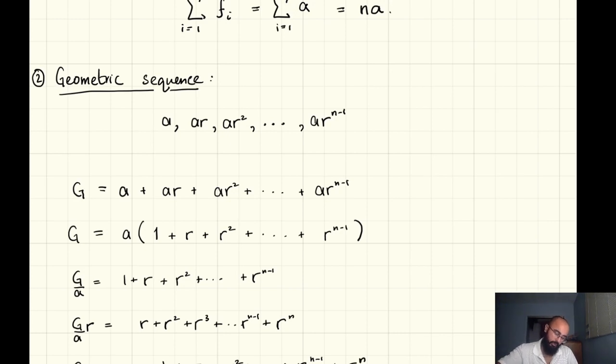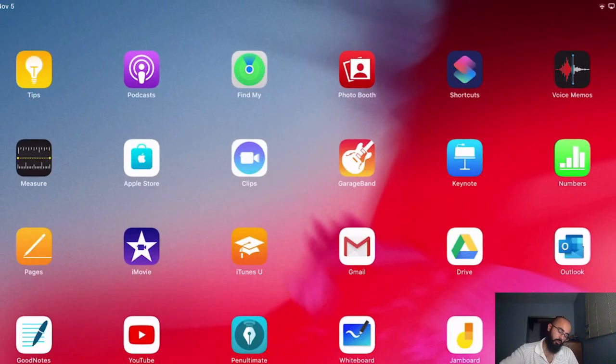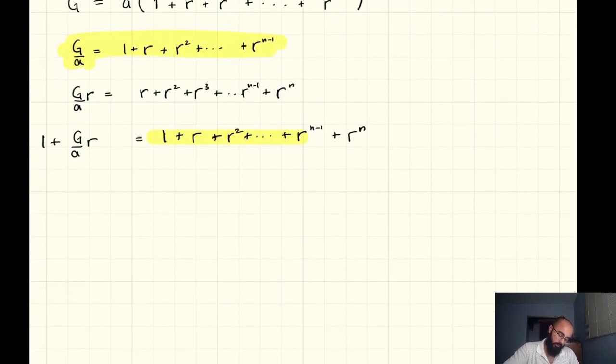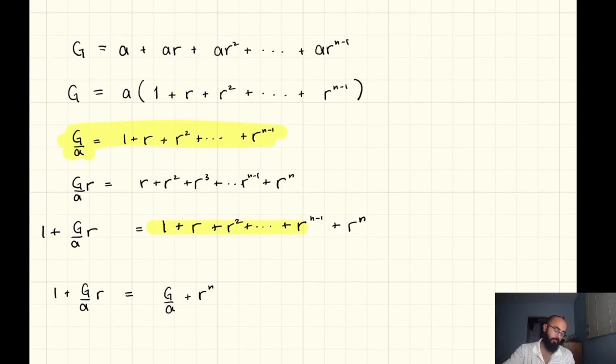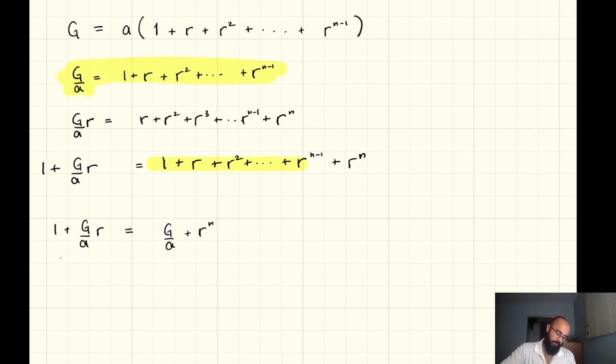But now you can see that this term here is equal to this. So using that, I can write 1 plus g over a times r equals g over a plus r to the n. And now I would try to solve for g, because that's what I want. I want to find a formula for the geometric sum g. If you manipulate this further and solve for g, what you will get is g equals a times 1 minus r to the n over 1 minus r, which is a times r to the n minus 1 over r minus 1.